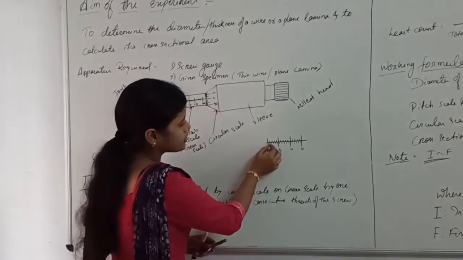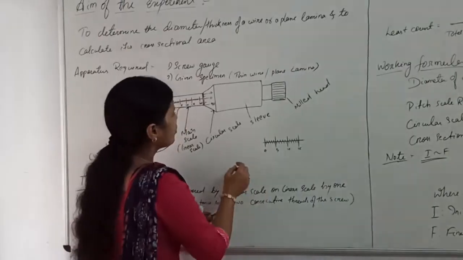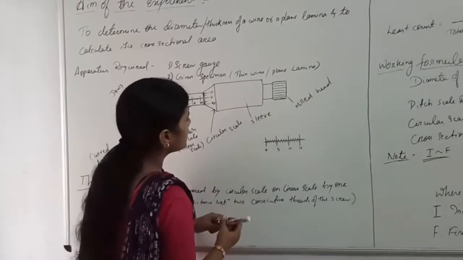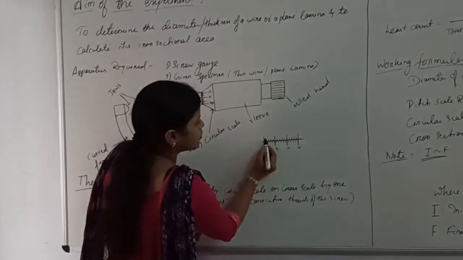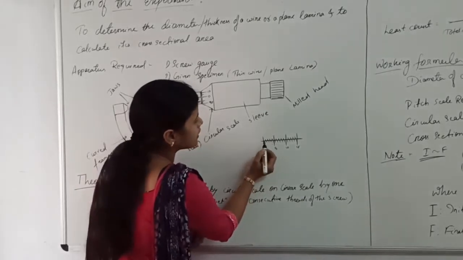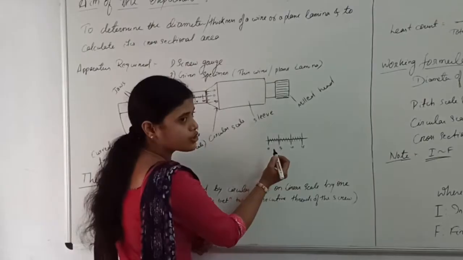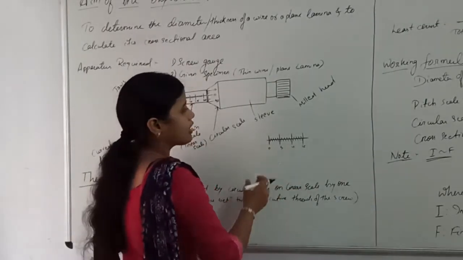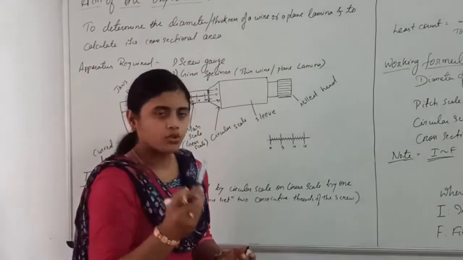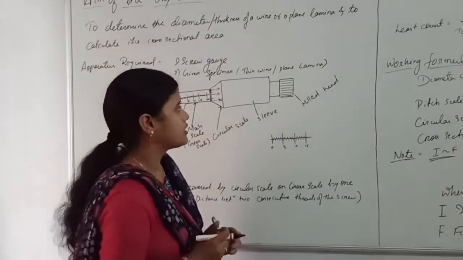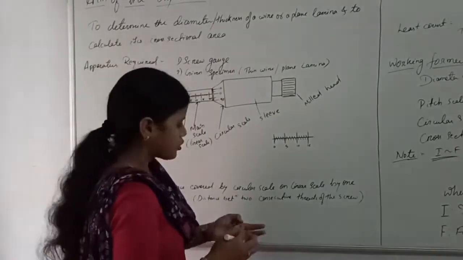In some scales you will also see another division between two divisions. As you know, between these two it is 0.1 centimeter. When you have another division between these two, it will give you 0.05 centimeter. It will depend; I will show you in the real screw gauge how these divisions differ. So let me show you in this.